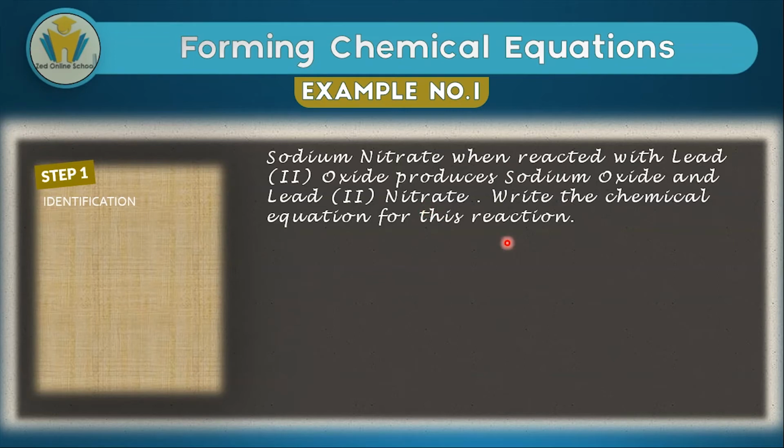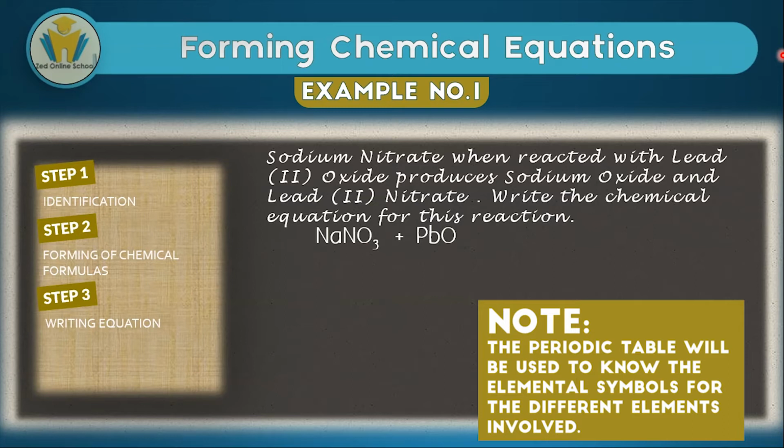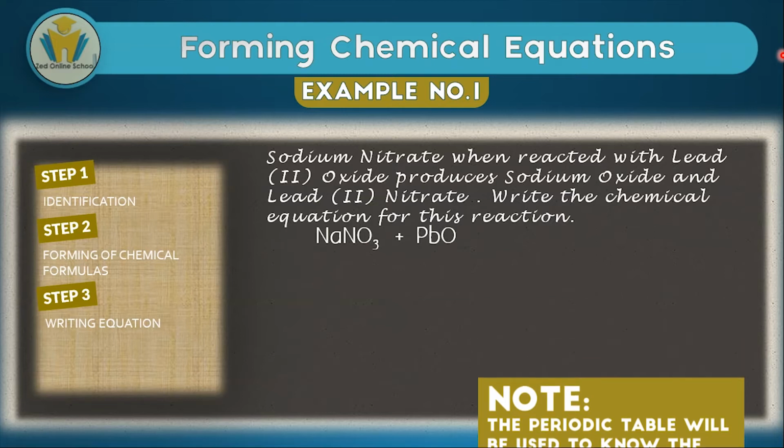Now, our next thing is just forming the chemical formulas. In our video about how to write chemical formulas, we've covered how to write chemical formulas. And so, in this video, we'll assume you've already watched that video. Sodium nitrate will be written like this, and lead 2 nitrate will be written as follows. You should note that when writing these chemical formulas, you have already used the periodic table. In your exam, your periodic table will be at the last page of your question paper.